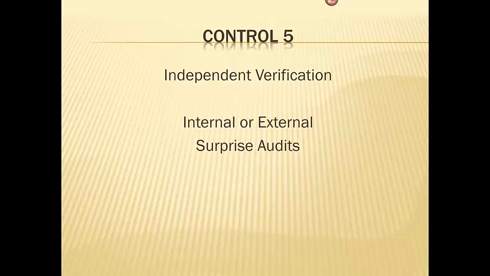Number 5 is independent verification. This can be internal or external. A lot of large companies have internal audit staffs, and those individuals will do the second point there. They may do a surprise audit. They may go to the accounts payable department and actually look through the files, verifying that all the documentation to pay an invoice is there.